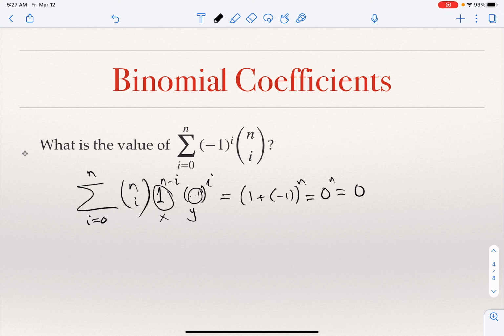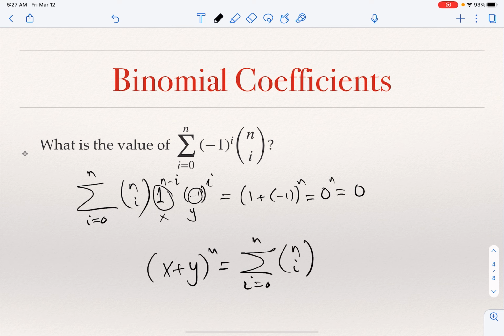This n choose i is what appears when I look at (x + y)^n, which is the sum from i equals 0 to n of n choose i, x to the n minus i, y to the i. This term here is what we call the binomial coefficient. This is a binomial coefficient.